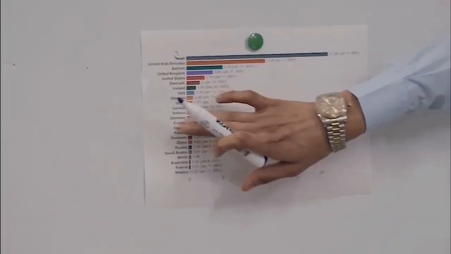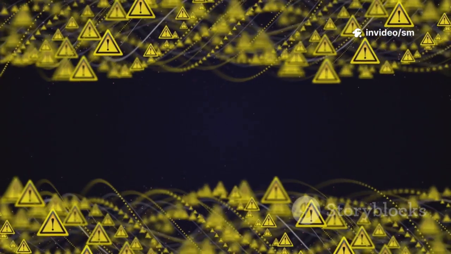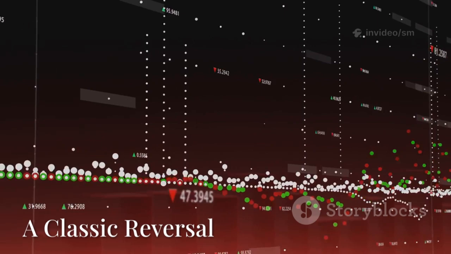Practice identifying the M and W on charts. Combine with volume for stronger signals. Double tops and bottoms, your early warning system for trend changes. Let's move to the king of reversals.